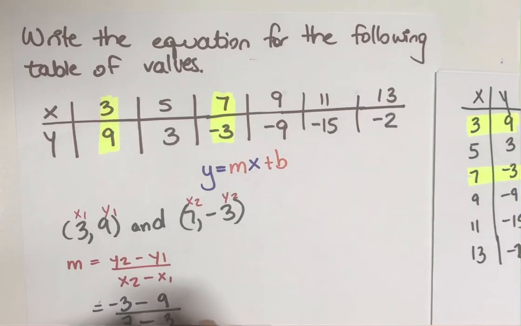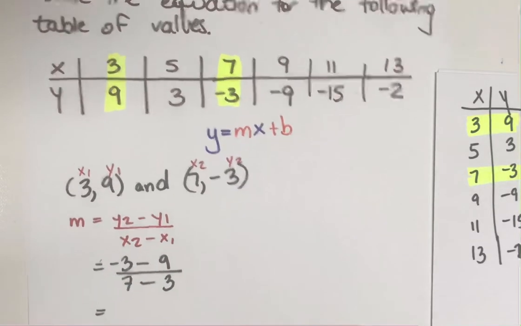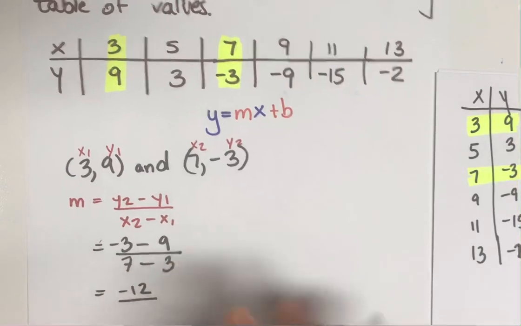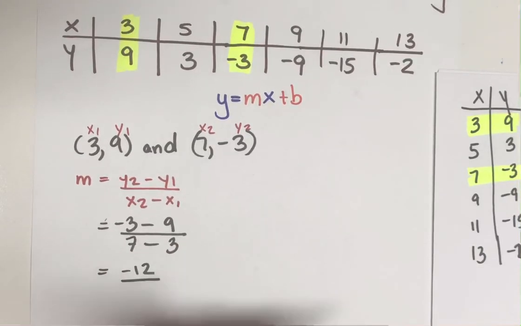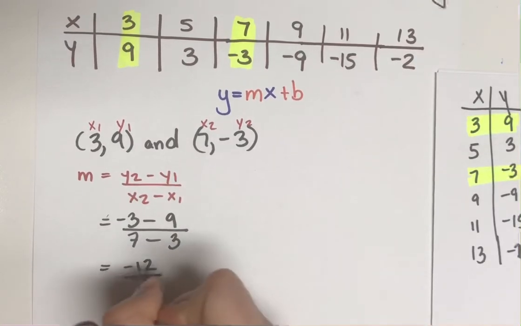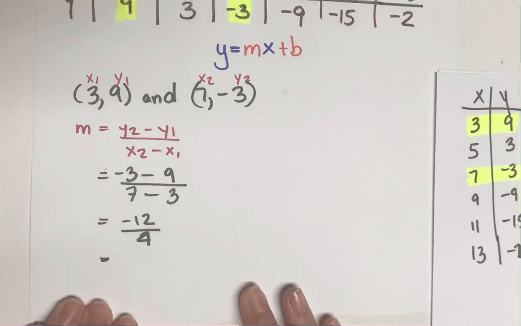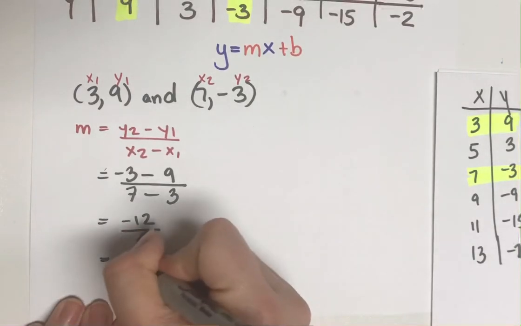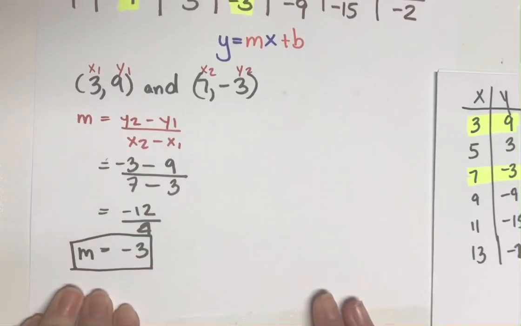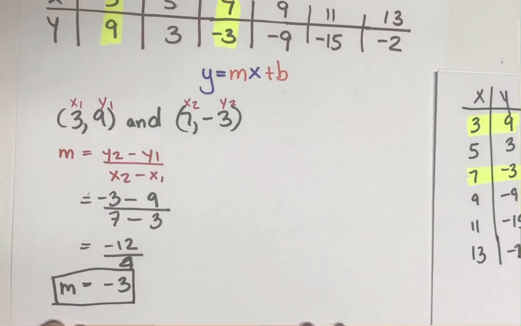Okay, so -3 minus 9 is -12, and 7 minus 3 is 4. So -12 divided by 4 is -3. That's our slope. So now that I have my slope, I can find the y-intercept.